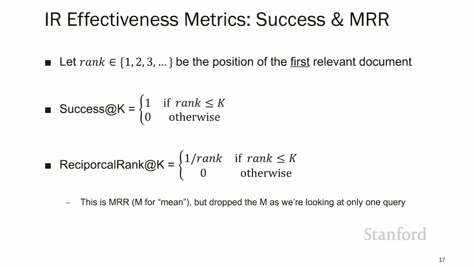Mean reciprocal rank, or MRR, also assumes that the user only needs one relevant document in the top K, but it assumes that the user does care about the position of that relevant document in the ranking. So a relevant document at the second position, for example, is only given half of the weight of a relevant document in the top position.